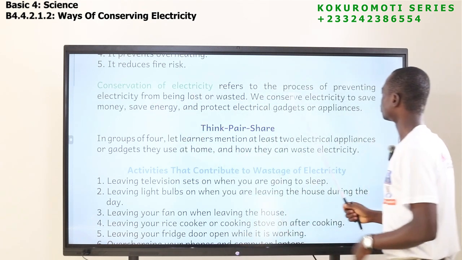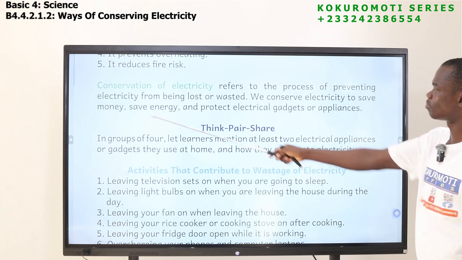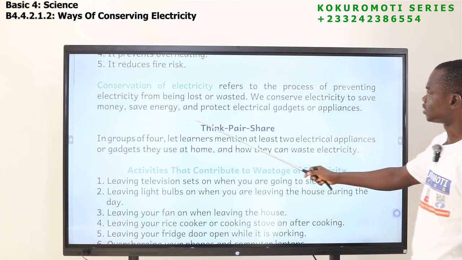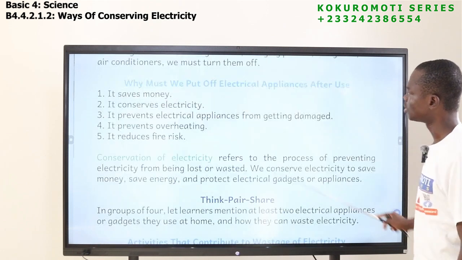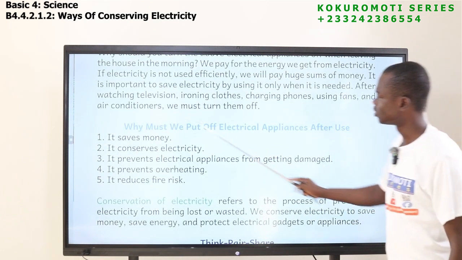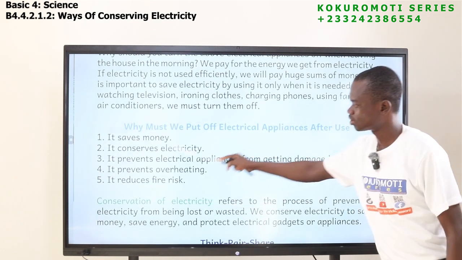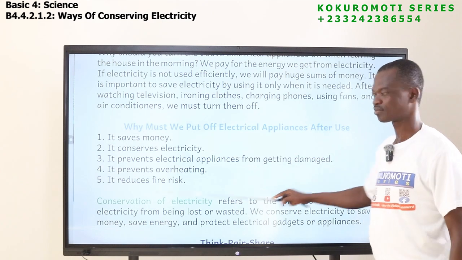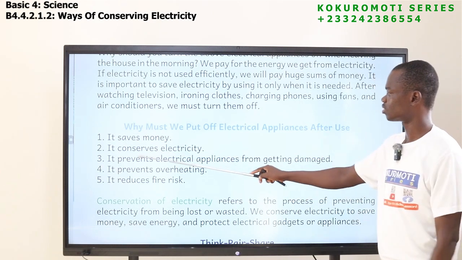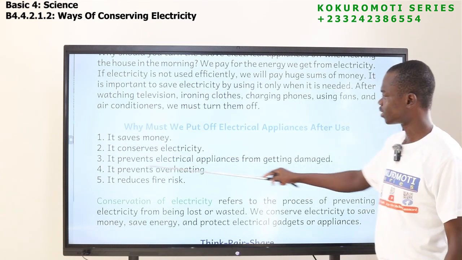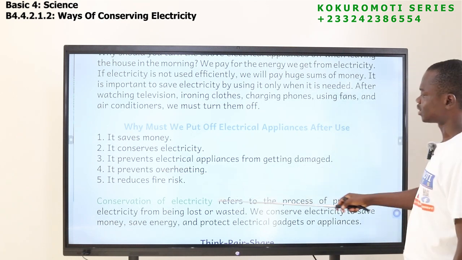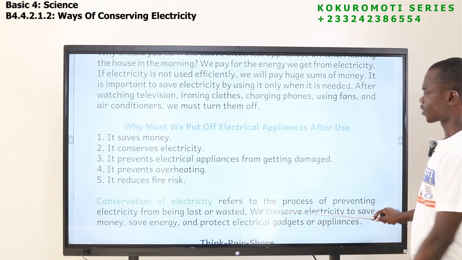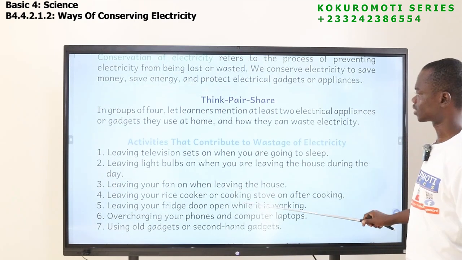Okay, so we conserve electricity to save money, save energy, and protect electrical gadgets or appliances. So we conserve electricity because of all these reasons: to save money, to prevent electrical appliances from getting damaged, to prevent overheating, and to reduce fire risk.